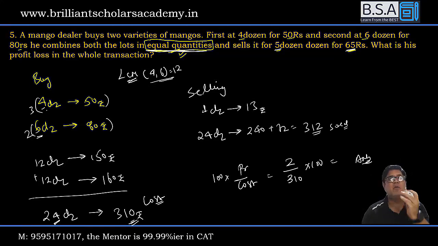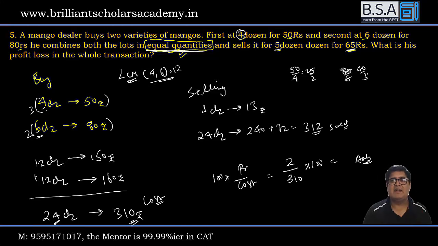Here, one more approach comes to mind, but it will become tedious in terms of decimals. Why don't I convert this into 1 dozen? 50 upon 4, 25 upon 2 is the price of 1 dozen. 6 dozen is 80 rupees. Why don't I convert that into 1 dozen? So 2 cancelled, 40/3 is the price for 1 dozen. Because it is 1 dozen, can I say 2 dozens? 2 dozens are bought for these.